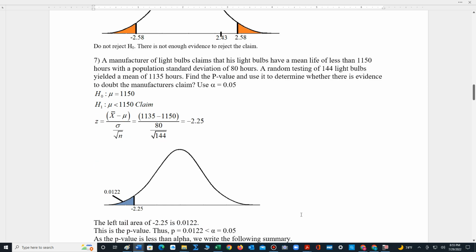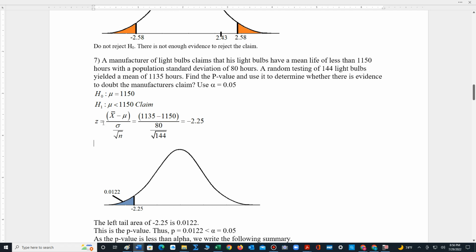Now, number 7, we have another hypothesis test, but now we're asked to find the p-value. In this case, it is a z-test because we're given the population standard deviation. The claim is that a manufacturer says his light bulbs have a mean life less than 1150. So the mean is less than 1150. That's the claim, that's H sub 1. H naught is always, the mean is 1150.